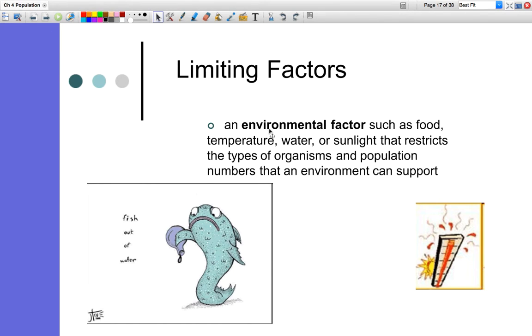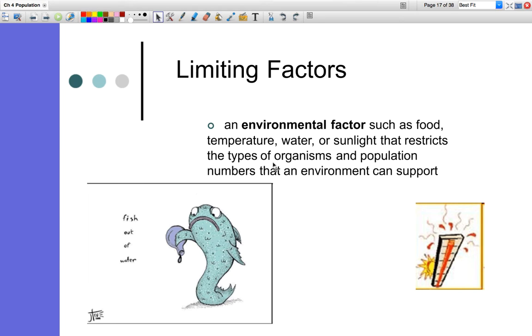Limiting factors. An environmental factor such as food, temperature, water, or sunlight that restricts the type of organisms and population numbers that an environment can support. So we've talked about limiting factors before. We discussed them during our population game. Again, not to be redundant, but for our population of deer, the limiting factors of our environment were food, shelter, and water. So we all remember that those were the limiting factors of our deer population.